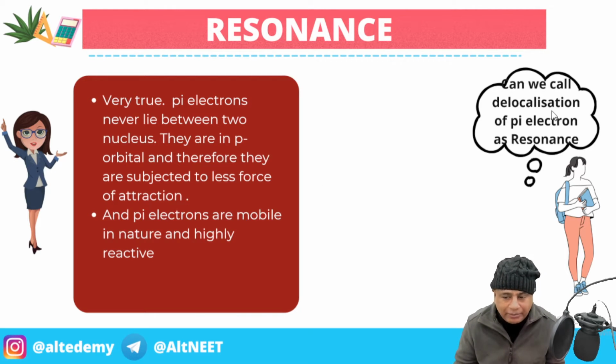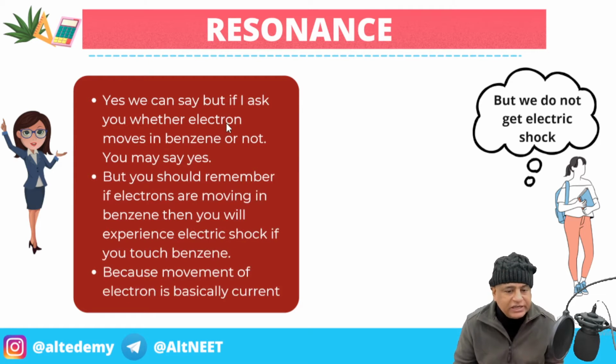Now, again, the question can happen: can we call delocalization of pi electrons as resonance? Well said. Yes, we can say delocalization of pi electrons is resonance, but think of it. If I ask whether electrons move in benzene or not, if we are saying it is delocalized, that definitely has a direct outcome that it is moving. But if electrons are moving, then the movement of electrons is basically generating current. That means if you touch benzene, it should give you an electric shock, which definitely does not happen. You do not get an electric shock.